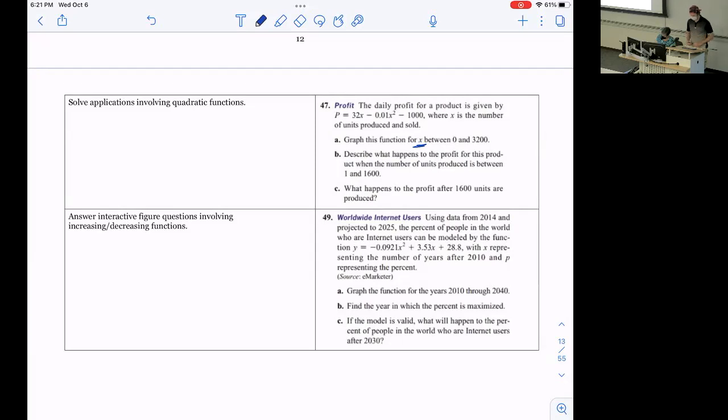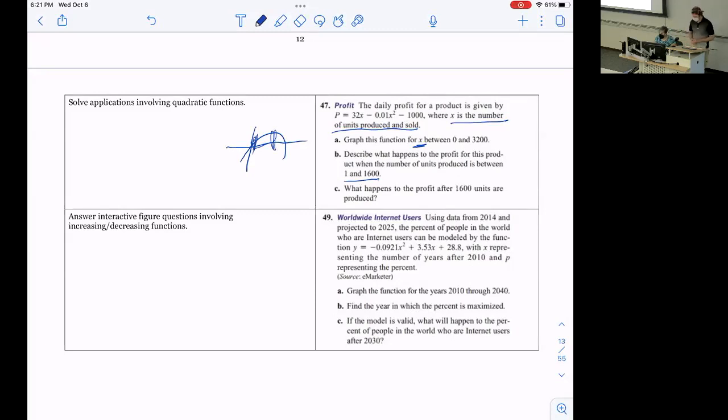Now we can look at B. Describe what happens to the profit for this product when the number of units is between 1 and 1600. X is the number of units processed and sold. As a rough graph, the profit is going to look like a nice little parabola. Between 1 and 1600 here, it looks like it's increasing. So we would say from 1 to 1600, the profit is increasing.